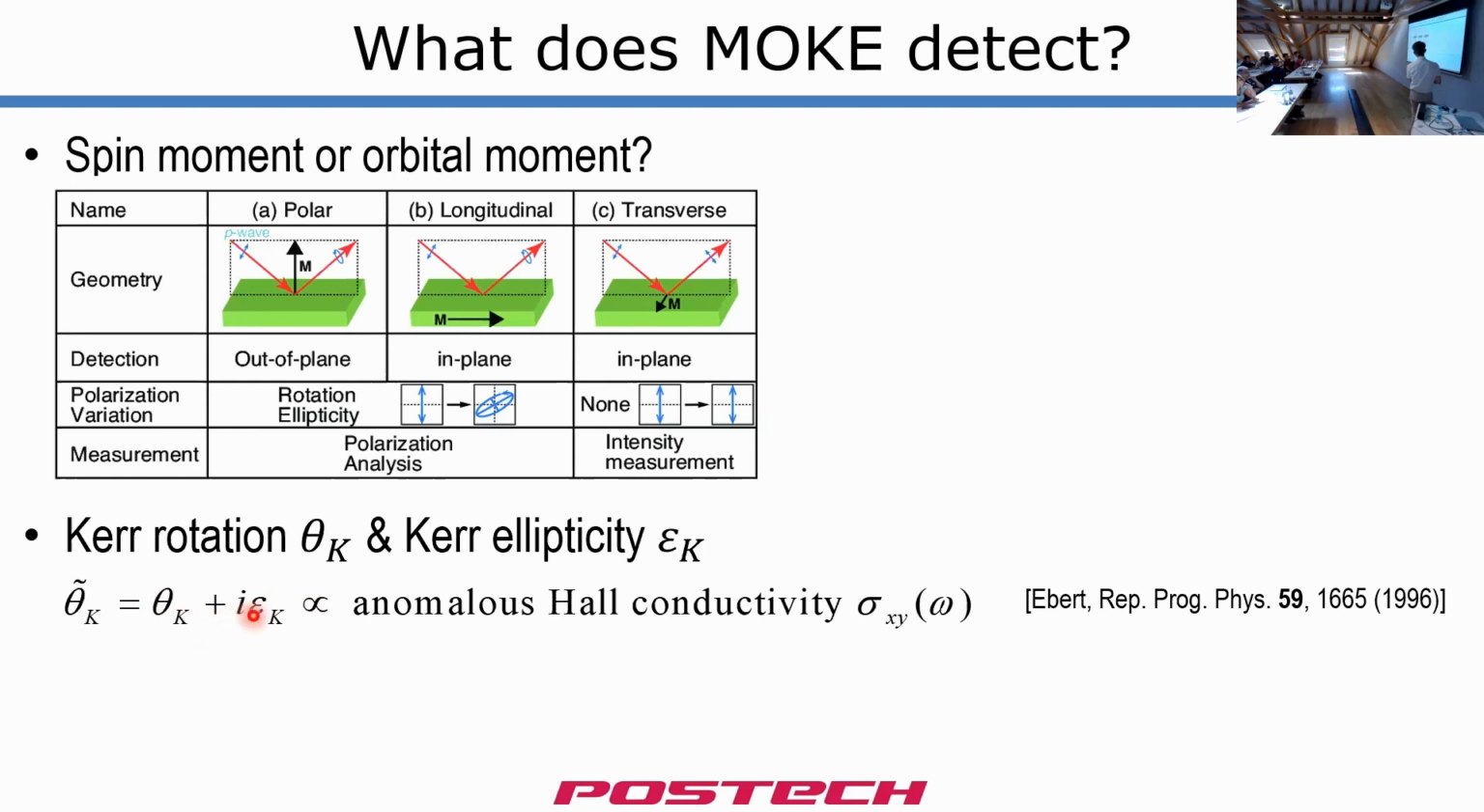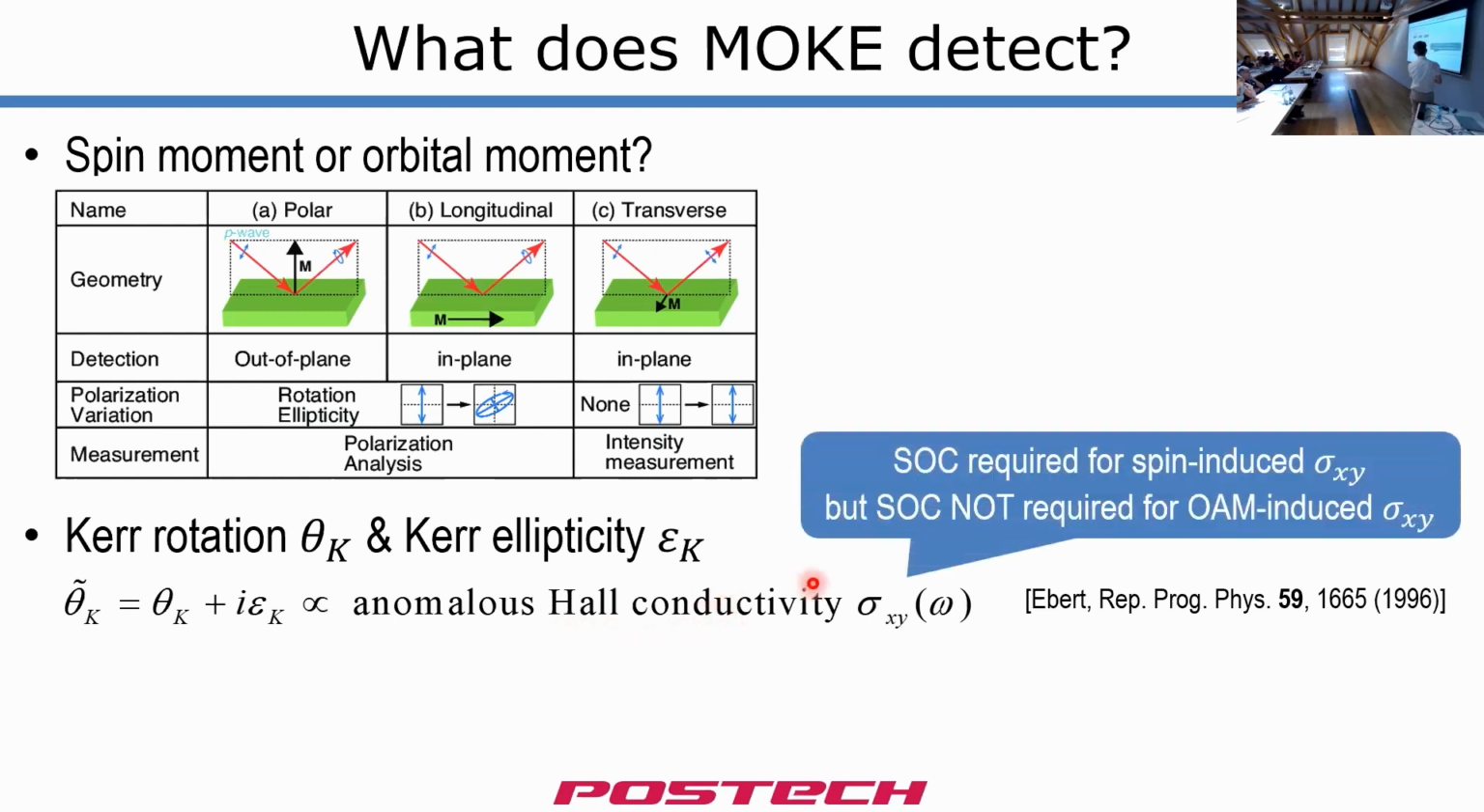Both of these parameters are proportional to the anomalous Hall conductivity at optical frequency, that is, the frequency of the laser used to probe this magnetization. And we know that the anomalous Hall conductivity depends on the amount of magnetic moment. But in the case of spin moment induced anomalous Hall conductivity, spin-orbit coupling is mandatory. But in the case of orbital angular momentum induced anomalous Hall conductivity, spin-orbit coupling is not really required.